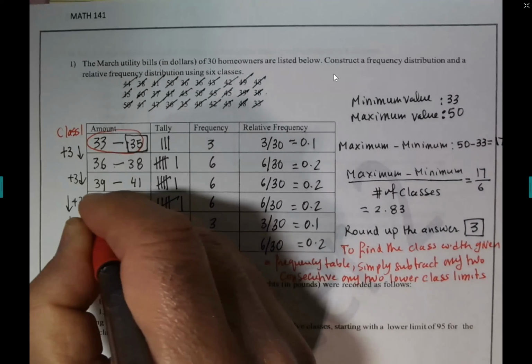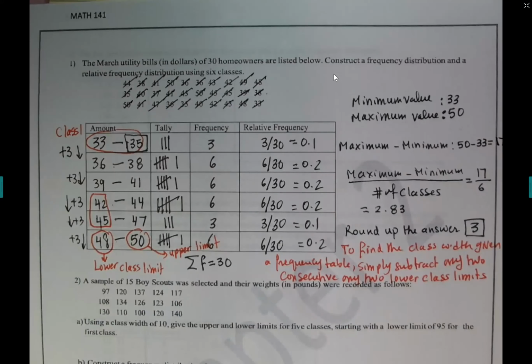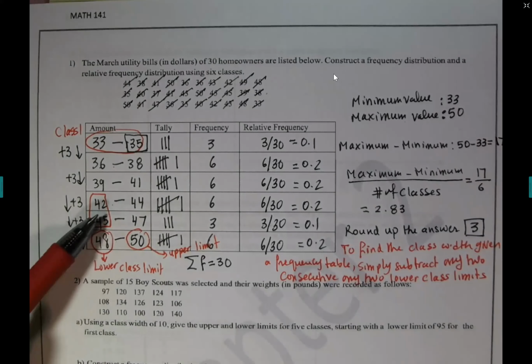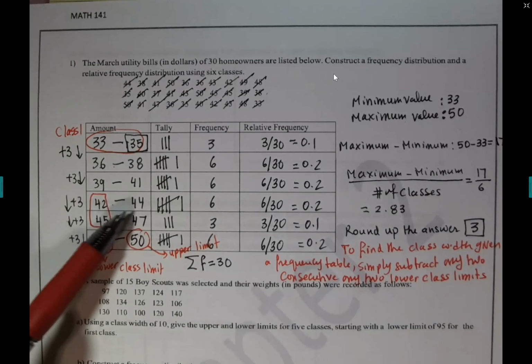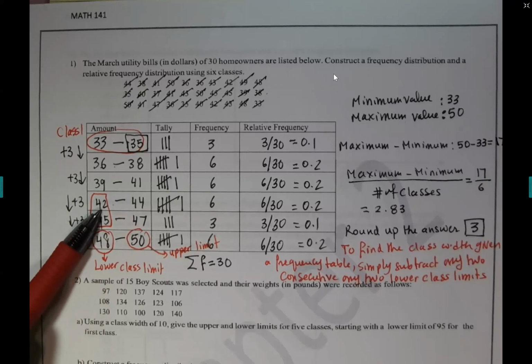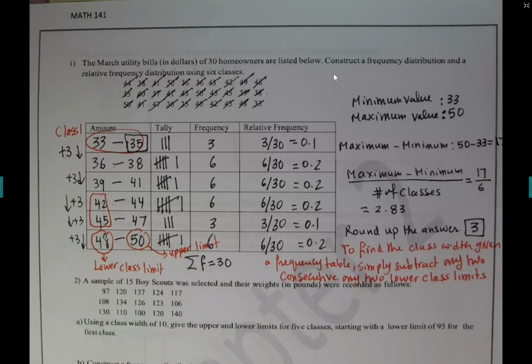like these 2. For example, by mistake, students sometimes do it this way. And then they do 44 minus 42, and they tell me the answer is 2. Well, actually, if you count how many whole numbers are there between 42 and 44, guys, you're going to find out it's 3. 42, 43, 44. It's 3 values. Any questions?